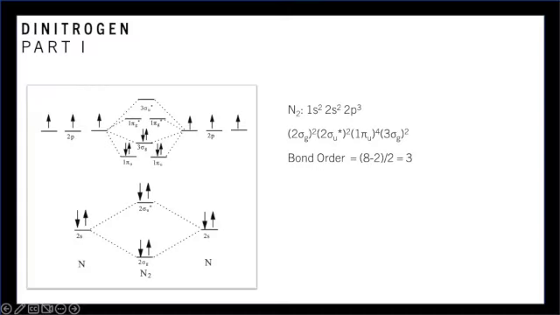Question 3. Explaining triple bonding using molecular orbital diagrams by Jacob Price. Here is the molecular orbital diagram of dinitrogen.